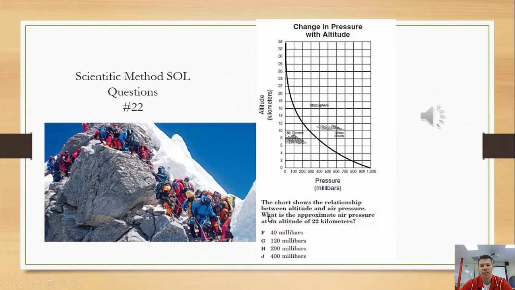All right. But the question just is, what is the approximate air pressure at an altitude of 22 kilometers? So kilometers is our y-axis. We just got to travel up until we find 22, and we see the answer is not much. Then we have to come down here, and it's in between 0 and 100, right? And there's only one possibility. That's in between 0 and 100 millibars of pressure. So our answer is F, 40 millibars.